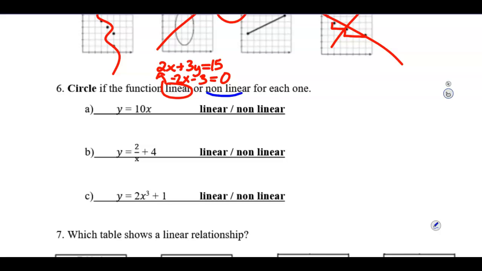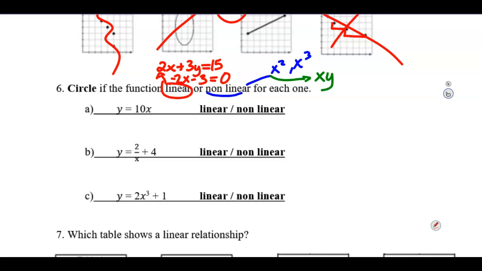Non-linear: when it's not linear, you'll see exponents like x squared or x to the 3rd power. That's non-linear. You'll know right away. Another thing we learned about non-linear is that we can't have x multiplied by y. So you cannot see x and y multiplied by each other.